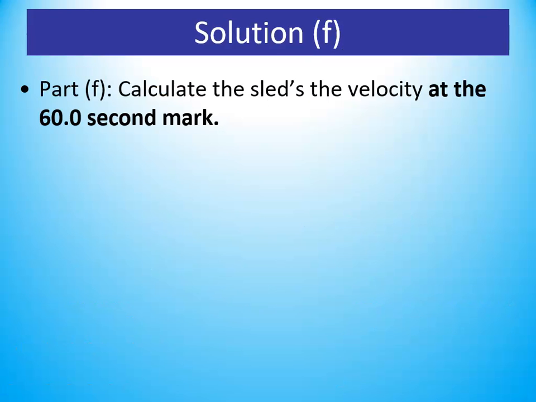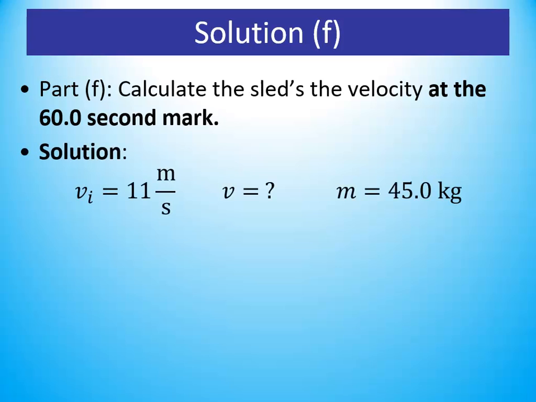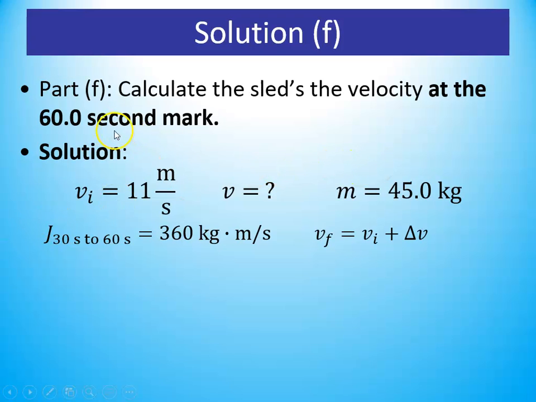How about this next one? Calculate the sled's velocity at the 60-second mark. So remember, in this case, we're going to use the fact that the change in momentum is equal to the impulse. Now, we have a couple of little parts like this, so I'm going to do them in 2 different ways just to show you that they can be thought of in 2 different ways. I'm going to say, okay, well, the final velocity, that is the velocity at 60 seconds, is equal to the initial velocity, that is the velocity at 30 seconds, plus the change in velocity from 30 to 60 seconds.